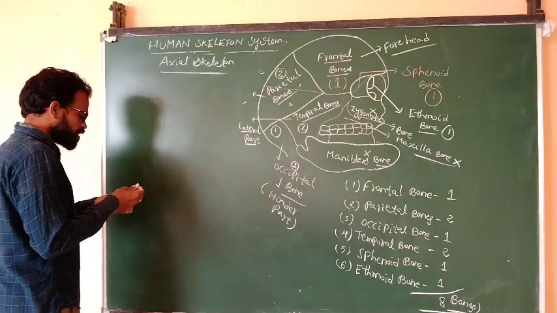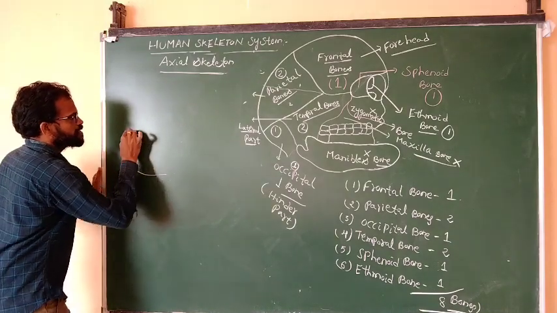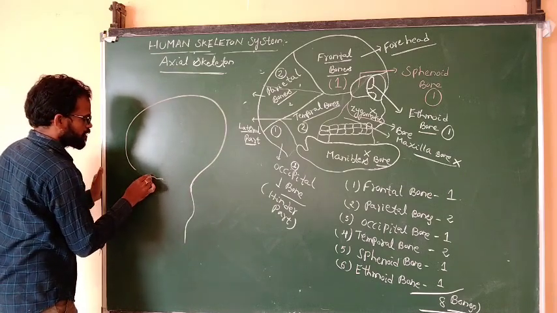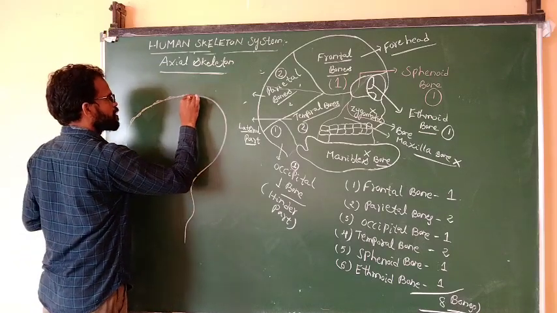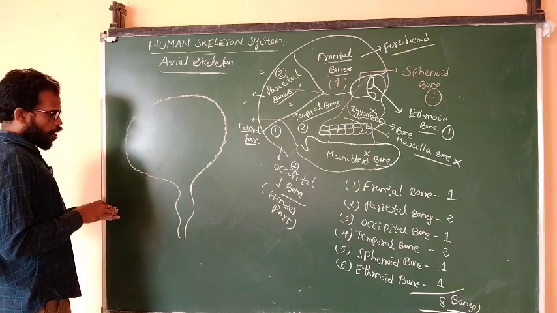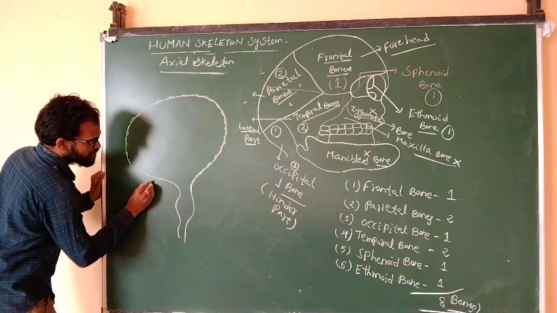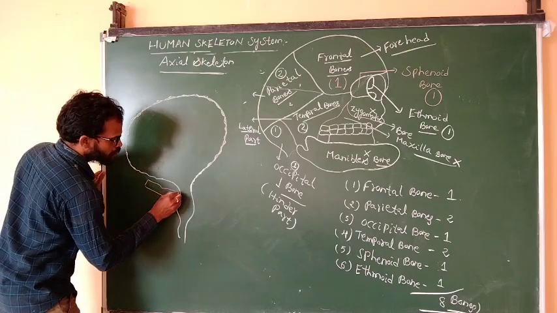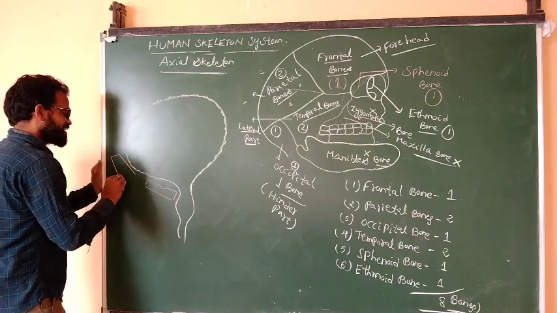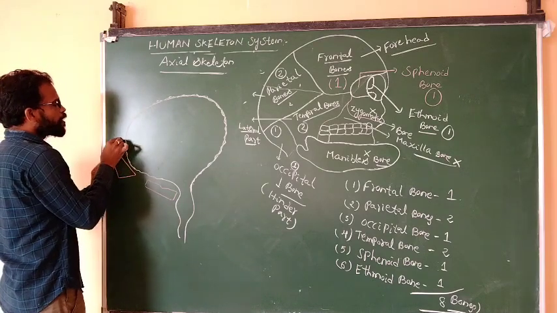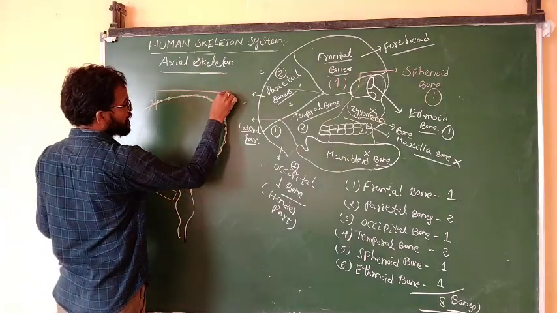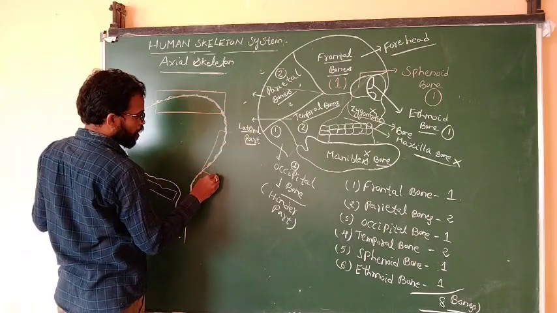If you observe the brain, the brain box is protected by how many bones? The first bone is the sphenoid bone. It is the lower side. The next part is the ethmoid bone, and also the frontal bone, the parietal bone, and the occipital bone.